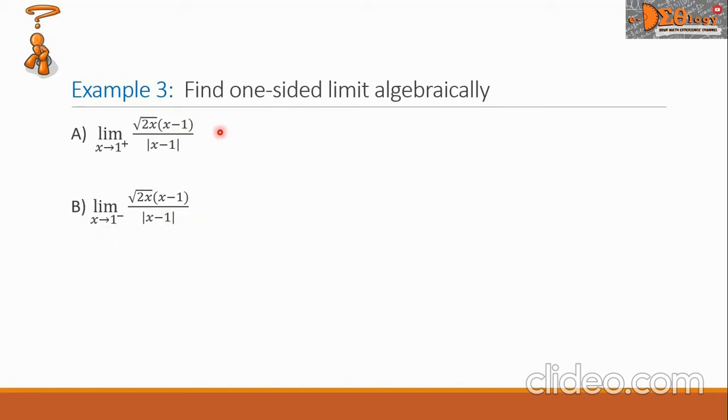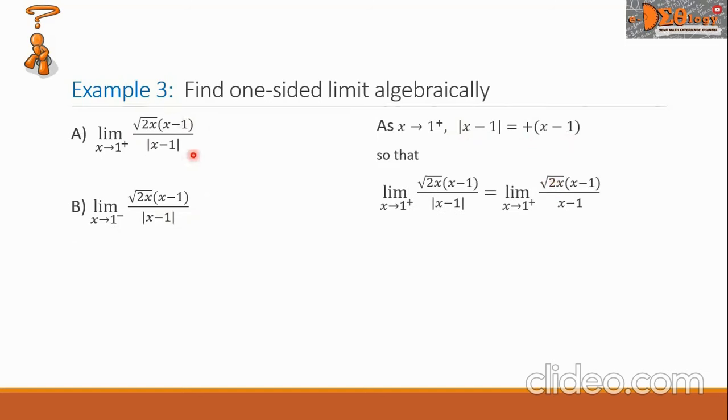Let's begin solving problem A. We say that as x approaches 1 from the right, the absolute value of the quantity x minus 1 is equal to the positive of x minus 1. So we will rewrite our problem to be the limit of the square root of 2x times x minus 1 all over x minus 1 as x approaches 1 from the right. Observe that there is a common factor in the numerator and in the denominator, and that is the x minus 1. So we can cancel those terms.